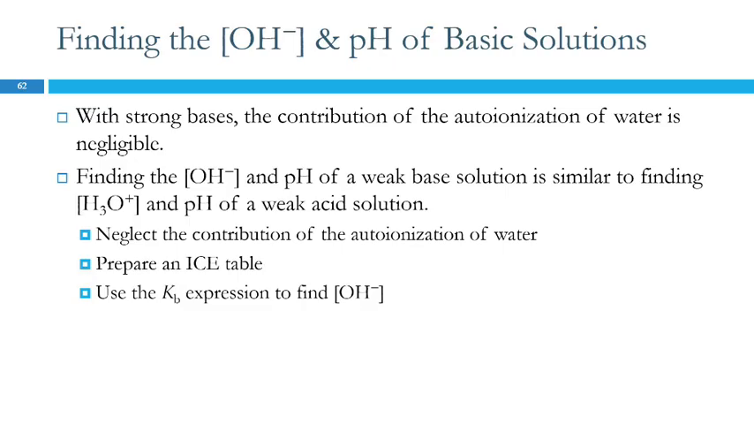I learned about this last week. We're going to neglect the contribution of the autoionization of water, almost always too small. Make a nice table, use the Kb expression to find the hydroxide ion concentration. If you need the pH, then you just go around the circle of pH until you get there.